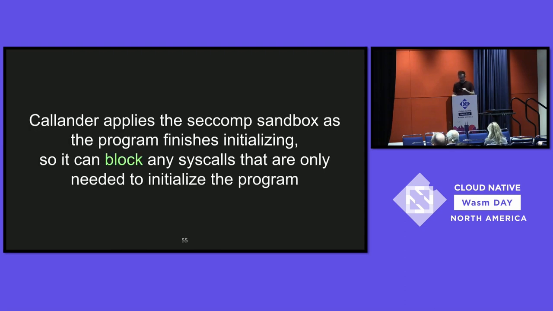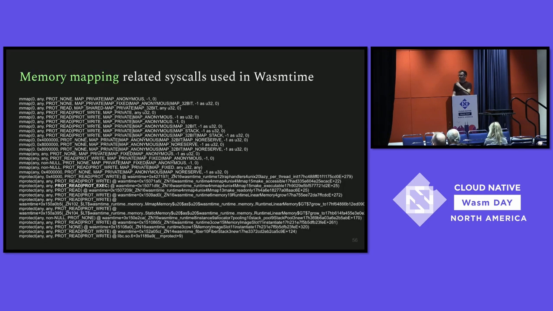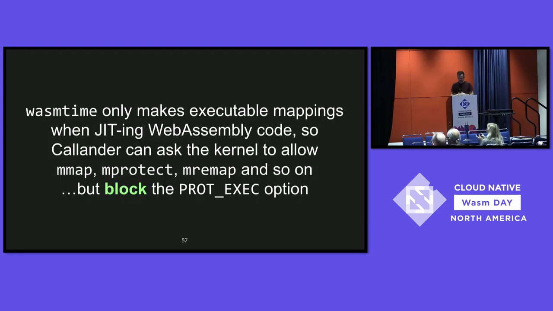So Callander applies the profile when you ask it to, and so it can do it just after the program finishes starting, and it can block any syscalls that are only used to initialize. So here is Wasmtime, and the text is tiny, so I apologize for that. These are Wasmtime's memory mapping syscalls that it figured out, and you'll notice only one of them is PROT_EXEC. PROT_EXEC is asking for an executable memory mapping. So it doesn't make such memory mappings after it's finished compiling WebAssembly code.